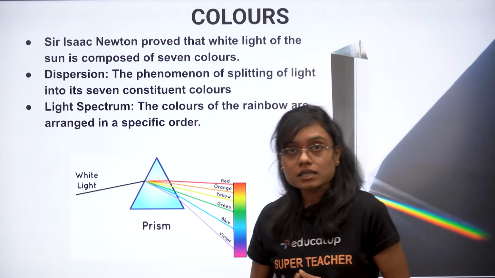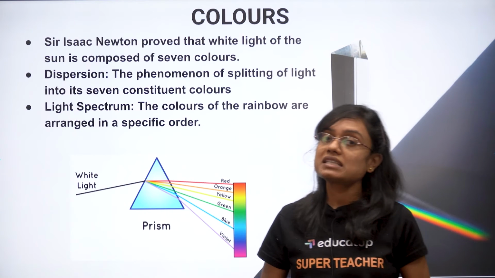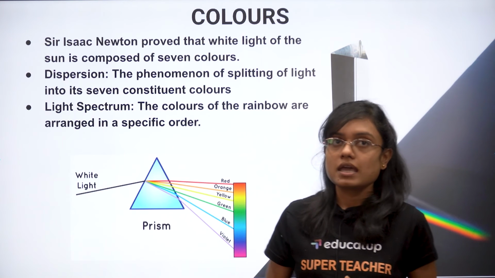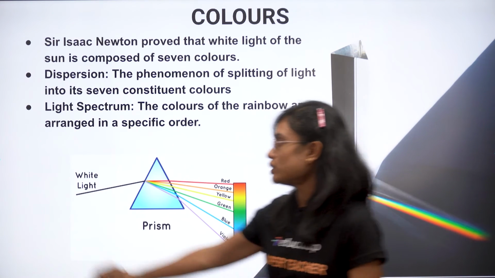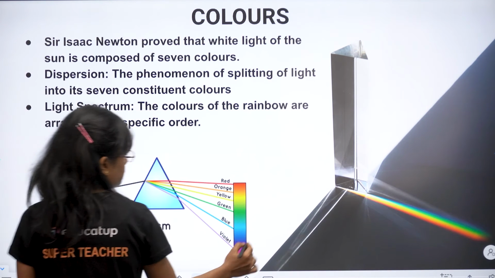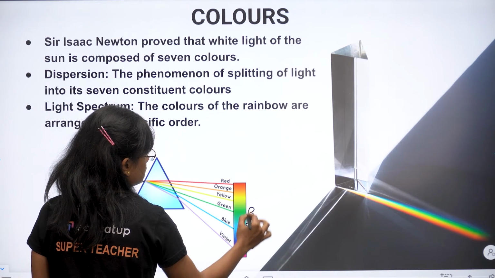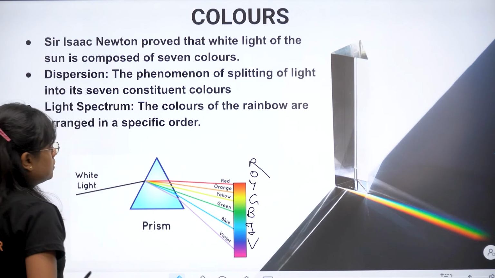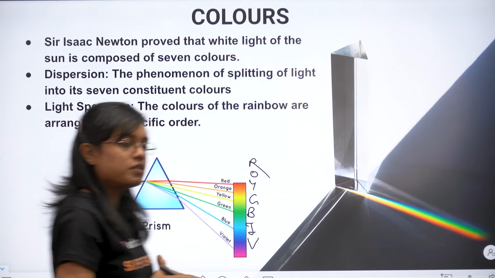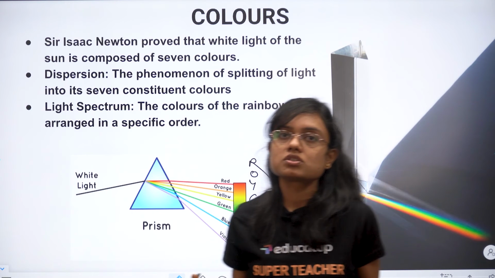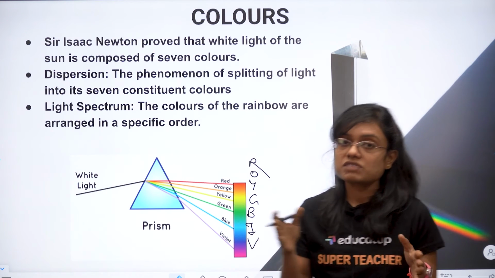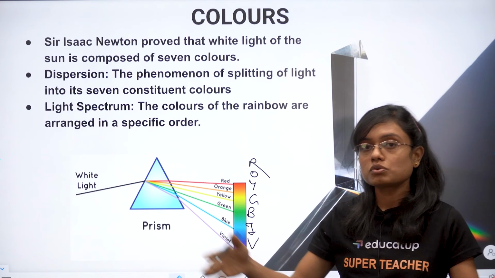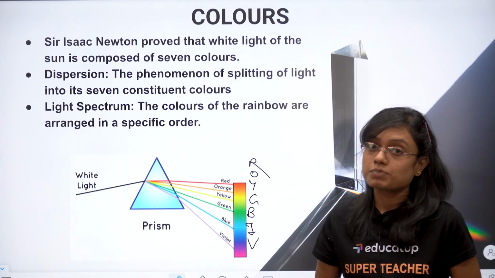Colors. Now, Sir Isaac Newton, the famous scientist, proved that sunlight is actually not one light, but it is made up of 7 different colors. Now, these 7 different colors are known as Vibgyor. Alright, and the phenomenon of splitting of sunlight or white light into its 7 constituent colors is known as dispersion. The process by which sunlight or white light breaks into its 7 colors is called dispersion.